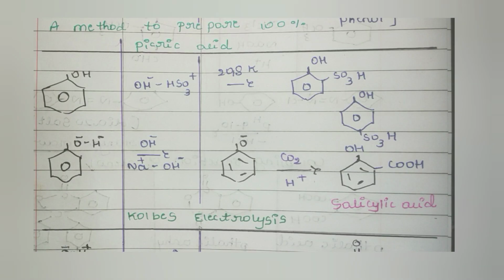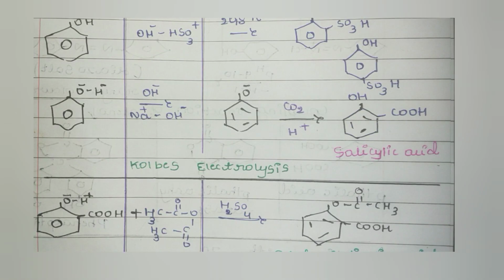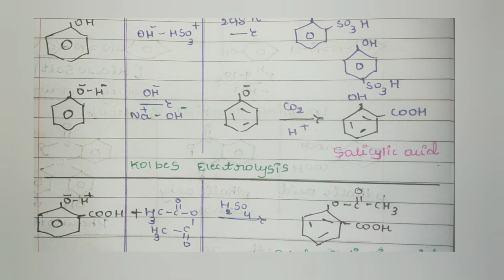When phenol is treated with H2SO4 at 298 Kelvin, it gives ortho-benzenesulfonic acid and para-benzenesulfonic acid. And the next reaction is Kolbe's reaction. When phenol is treated with carbon dioxide, the carbon dioxide acts as a weak electrophile. In the presence of strong alkali, it is involved in an electrophilic substitution reaction to give ortho-hydroxybenzoic acid.